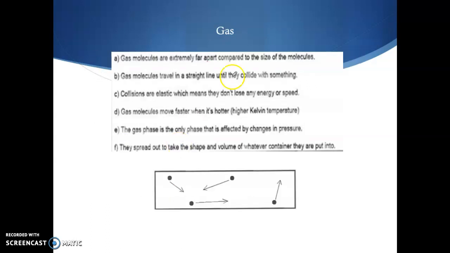So definite volume, shape of the container, we call that undefined. Gas particles, on the other hand, they're extremely far apart. They travel in straight lines until they collide with something. So if this gas particle kept moving, it would move like this and it would bounce off. They move faster when it's hotter, so it's directly related to temperature. It's the only thing affected by change in pressure. We'll talk about pressure later. They take on the shape and volume of whatever container they're put into. Undefined shape, undefined volume.